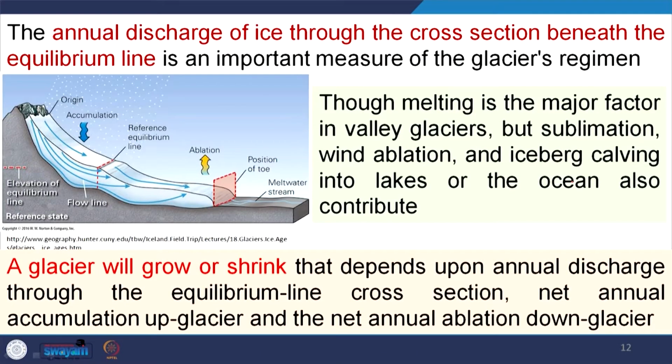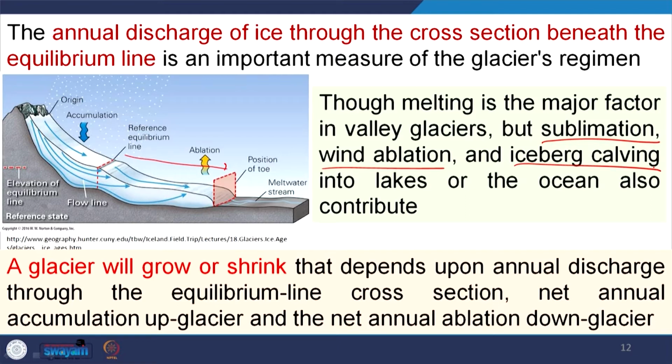The annual discharge of ice through the cross section beneath the equilibrium line is an important measure of glacial regime. Though melting is a major factor in the valley glacier, sublimation, wind ablation and iceberg calving are also taken into account for their contribution to ablation. So we have different ways of losing ice: sublimation, wind ablation, iceberg calving, and erosion.